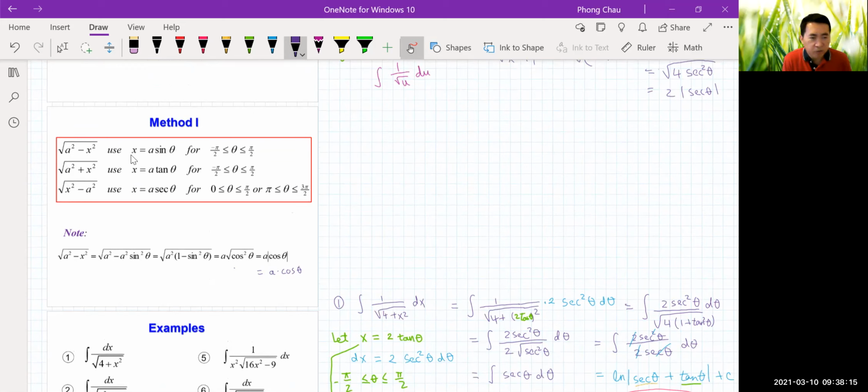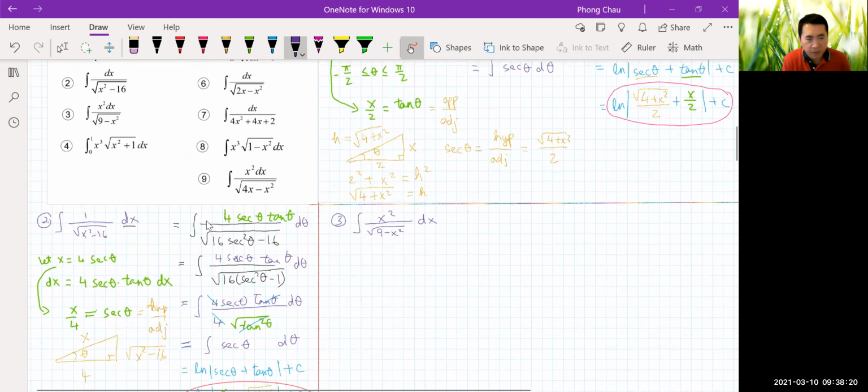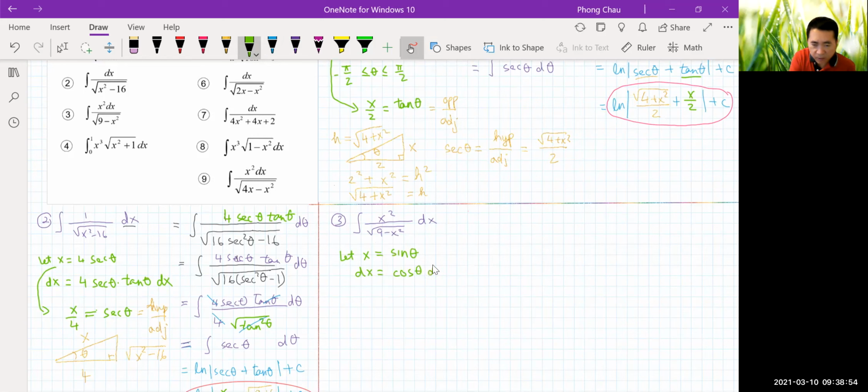So to do that, you have to do the substitution, x be 3 sine theta. So now we're looking at number 3. The integral here, x squared over the square root of 9 minus x squared. We will let x be 3 sine theta. Okay, so again, here's a substitution on the side. Let x be sine of theta. Then the derivative of x is cosine of theta d theta.